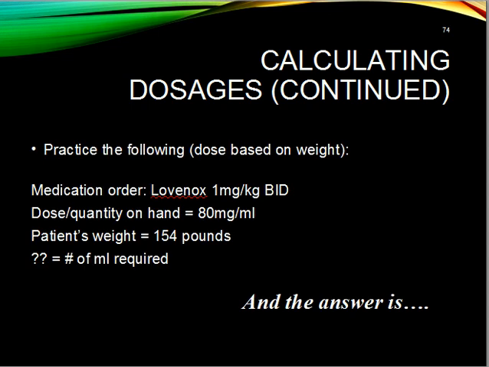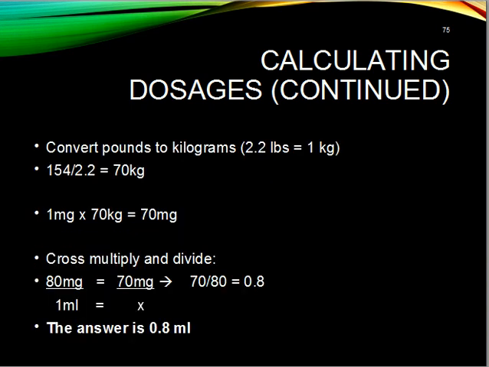Practice the following: dose based on weight. Medication Lovenox, 1 milligram per kilogram twice a day. Quantity on hand, 80 milligrams per ml. Patient's weight, 154 pounds. For pounds to kilograms, because the dosing was in kilograms, 154 divided by 2.2 is 70 kilos. 1 milligram times 70 kilos equals 70 milligrams.